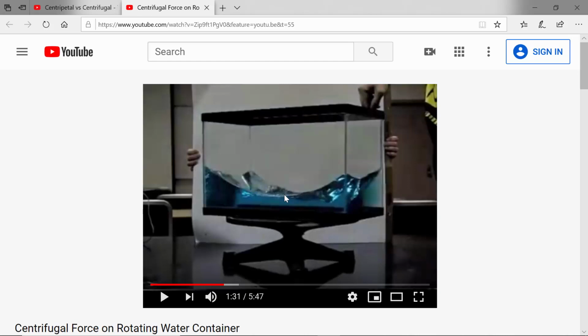The center of rotation, if we look down from above this aquarium, here's the center of rotation, and so the points that are furthest away will be these 4 corners, and so we should expect the liquid level will be the highest at each of the 4 edges.